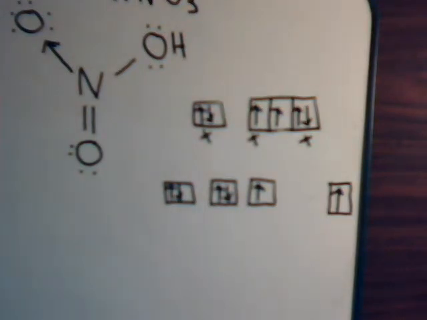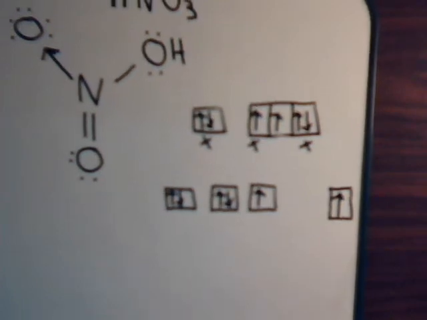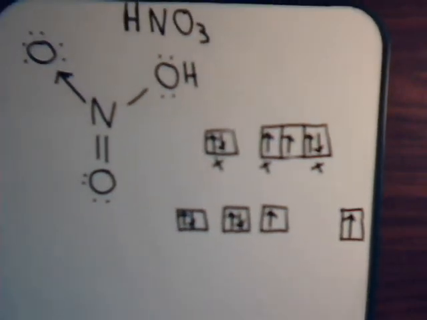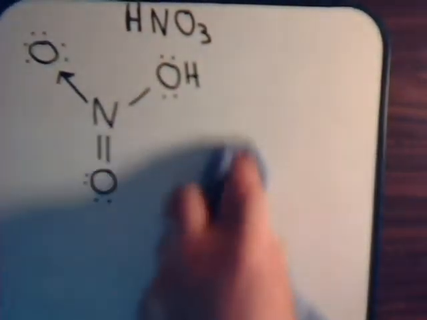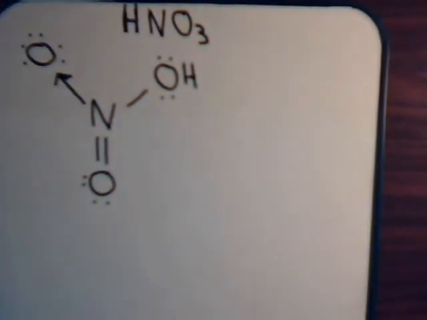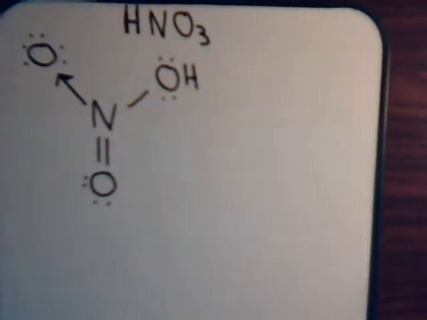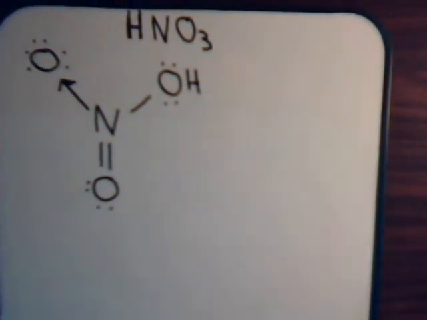So those are the hybridization patterns. They're all sp2 hybridized, but the oxygens, as you can see, form their sp2 hybridizations in different ways. But that then is sort of an overview of the structure of nitric acid.